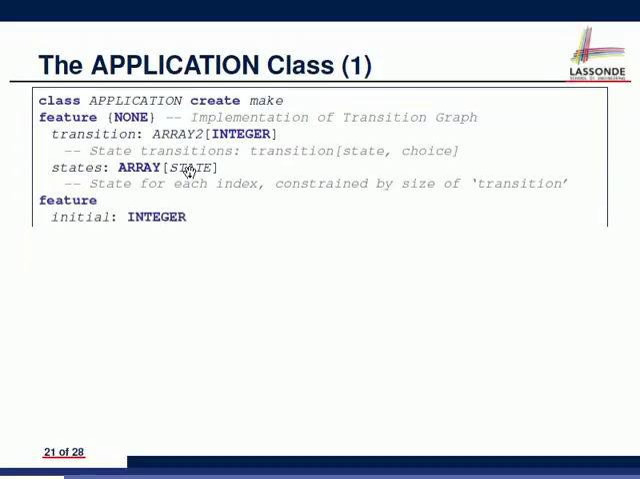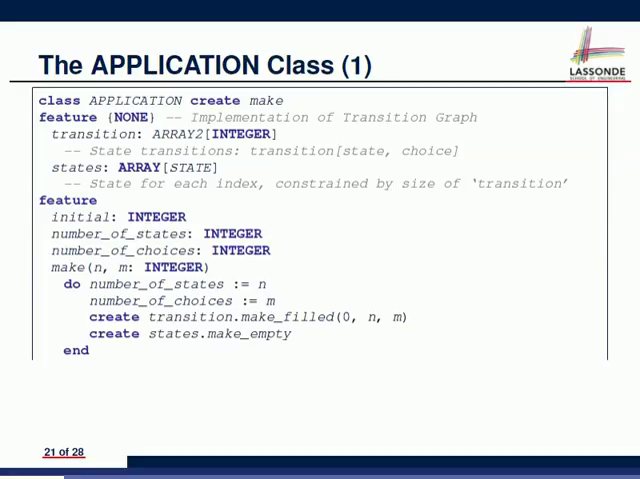And then we have initial. The initial state is basically the index into the array of the states, and tells you which one will be representing the initial state. And then the number of states and also the number of choices. And also we have the make constructor. I'll leave you the details. It's rather easy to follow.